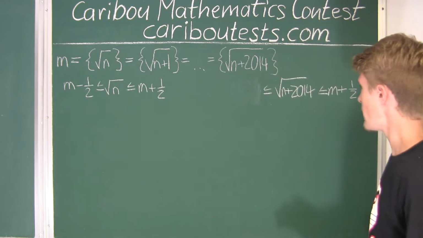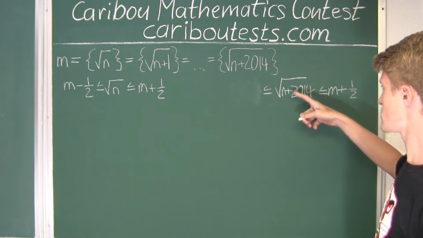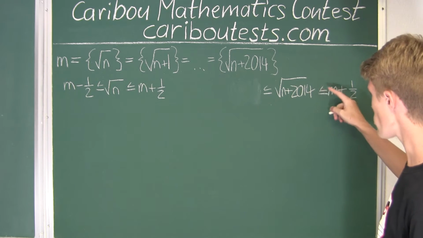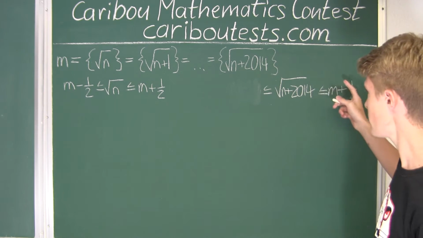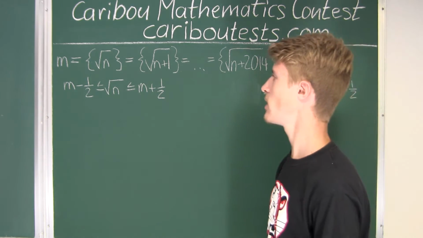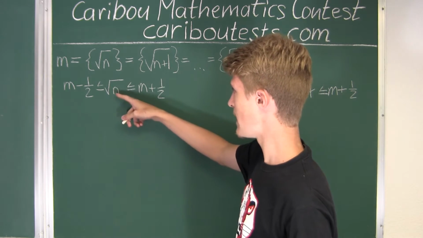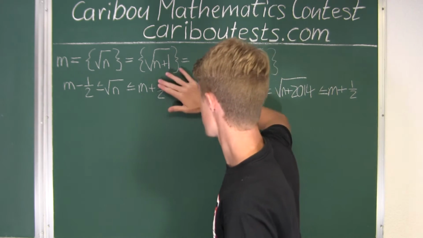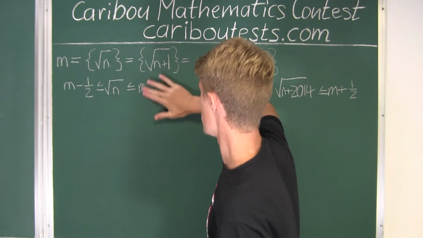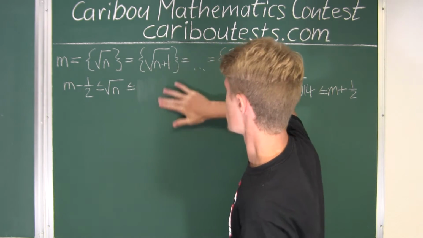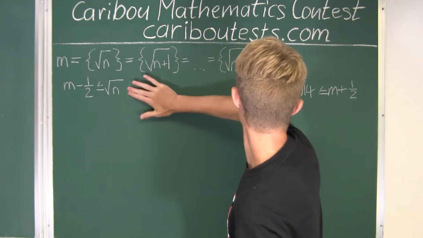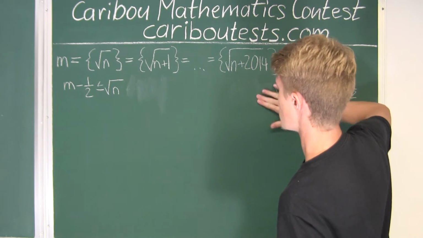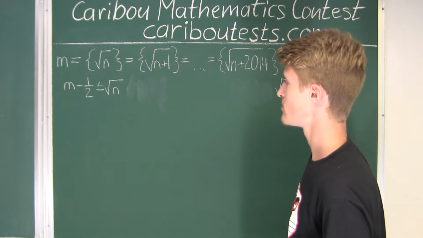Alright, and now if we know that the square root of n plus 2014 is smaller than or equal to m plus a half, and we know that that's satisfied, well then we don't have to worry about the square root of n being smaller than or equal to m plus a half. So we can erase this too. Alright, and this. Okay.